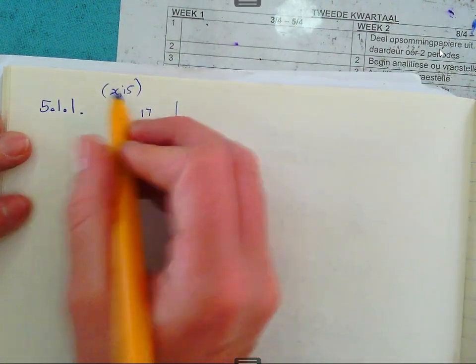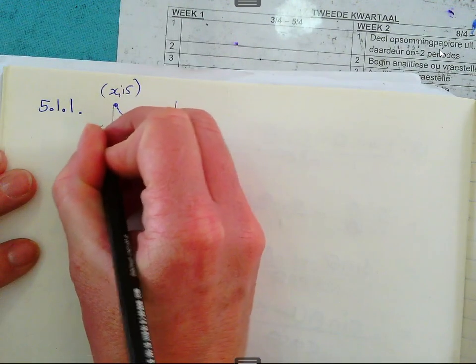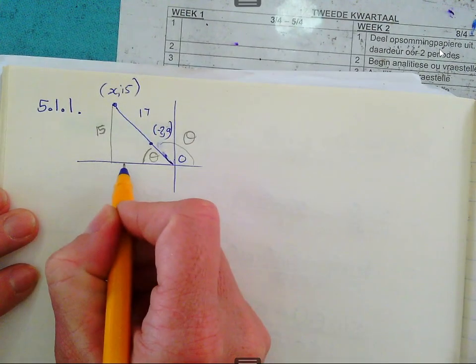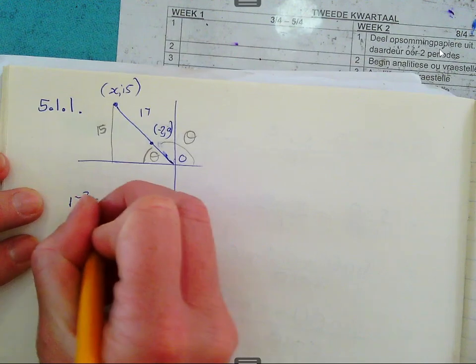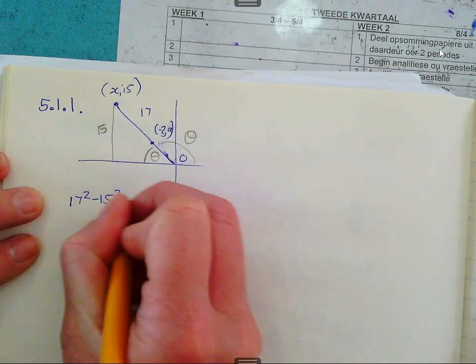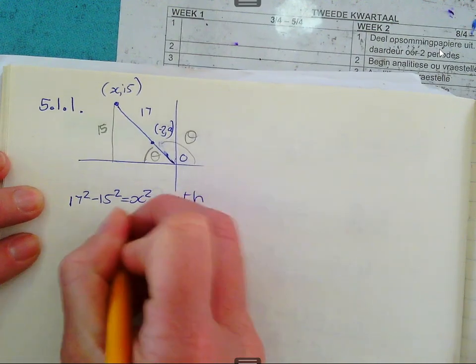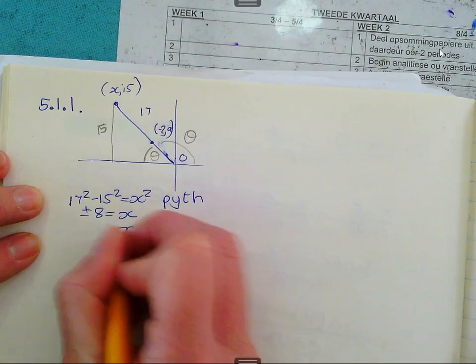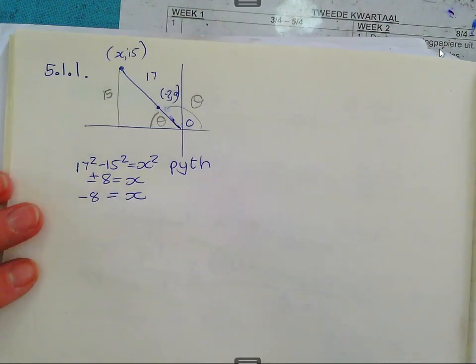So when I look at the coordinate given, that 15 is the y value that I have here, and I had to use Pythagoras to find the x value here. So that's just going to be 17 squared minus 15 squared to give me x squared. Because of Pythagoras, I get x to be equal to plus minus 8, and then I must know that it's going to be negative 8 because it's in the negative direction.